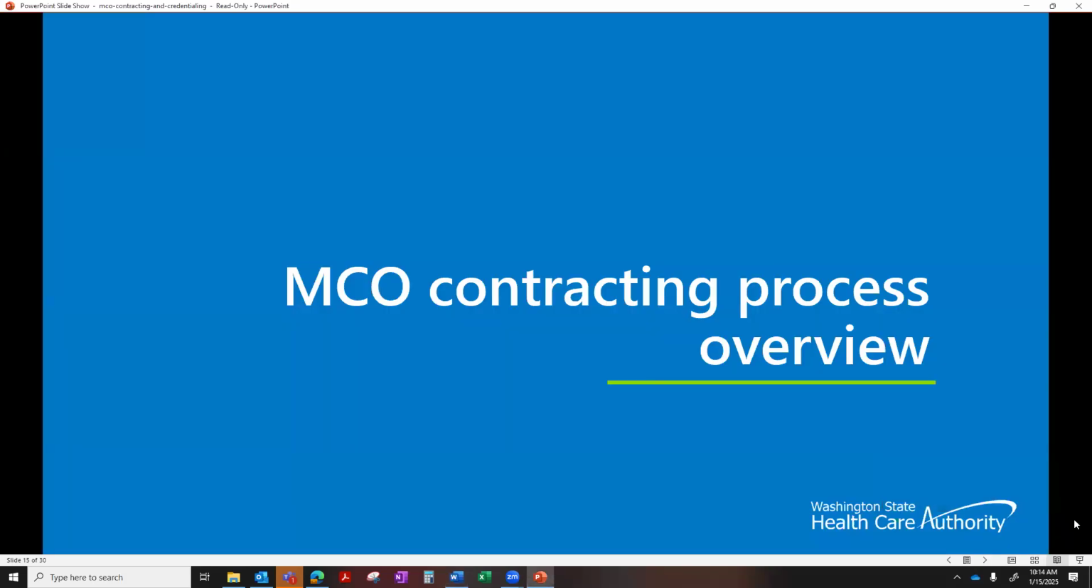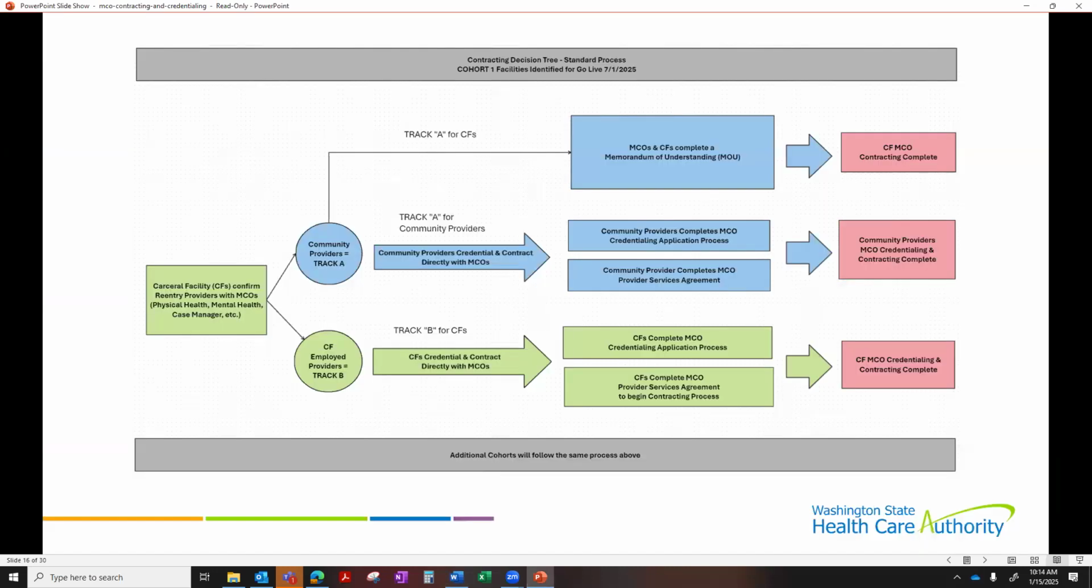Thank you, Kathleen. So, the MCO contracting process overview. The next slide, please. Thank you. To help illustrate the standard process, we worked together to create a slide that provides a visual of the contracting decision tree. There are actually two distinct tracks that will guide how carceral facilities and community providers progress through the credentialing and contracting process with managed care organizations, or MCOs. I'll walk through the details of both tracks.